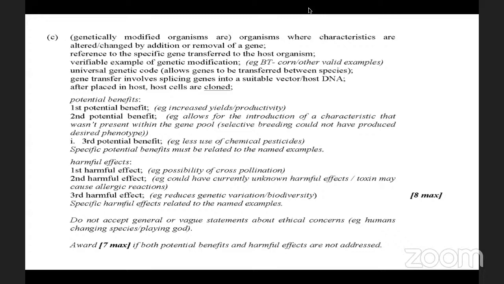So first is there is possibility of cross pollination. Second harmful effect, it could have currently unknown harmful effects, or the toxin may cause allergic reactions. And third harmful effect, lastly, it could reduce genetic variation or biodiversity. So tulis semua ni dapatlah 8 markah.